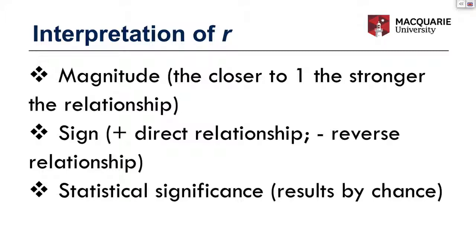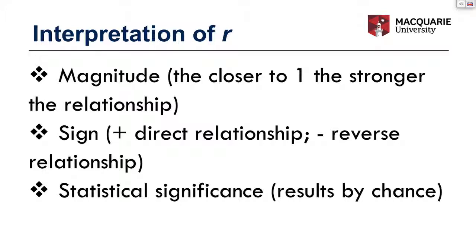The other index that we use in order to interpret the correlation coefficient is the sign of correlation. Correlation coefficients are presented with either a positive sign or a negative sign. When it has a positive sign, usually the plus sign is not presented, and therefore we can understand that there is a positive relationship between the variables.